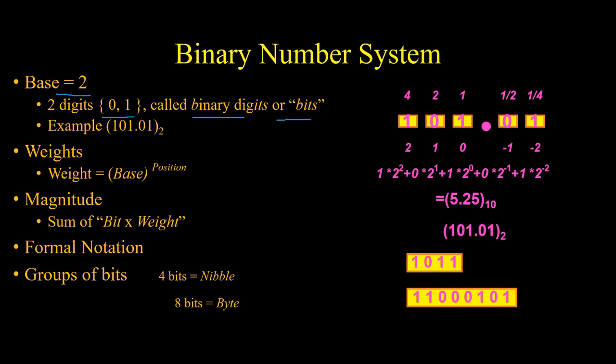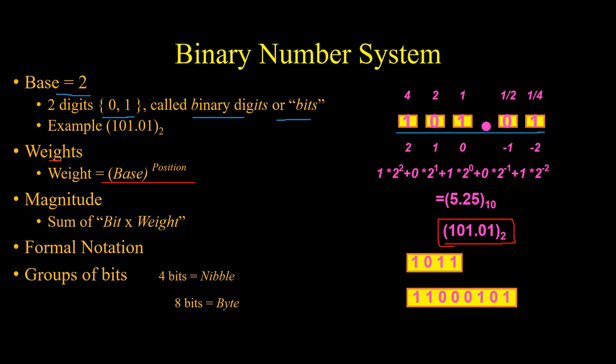Now if you look at an example, we have a binary number which is 101.01. A number will be represented in close parentheses with a base. Here we have a base of 2, which represents a binary number system. Now if for a given number we want to find the weight of each bit, we will use the relation base power position. Now for the given number 101.01, we will start assigning positions.